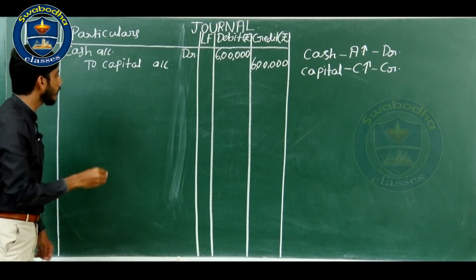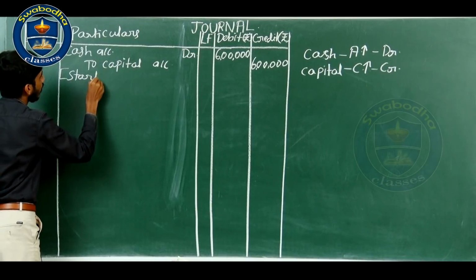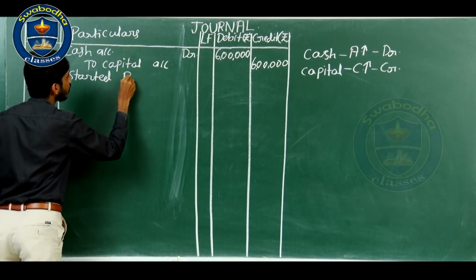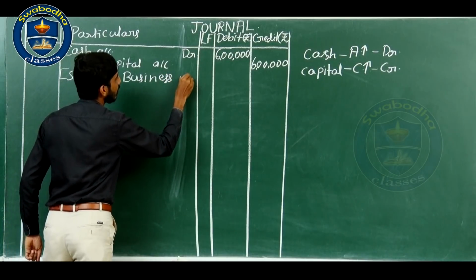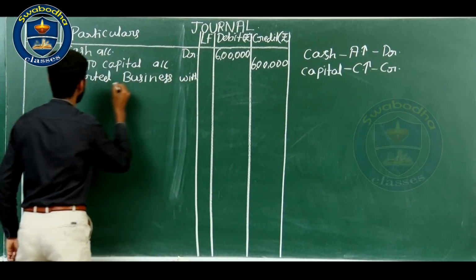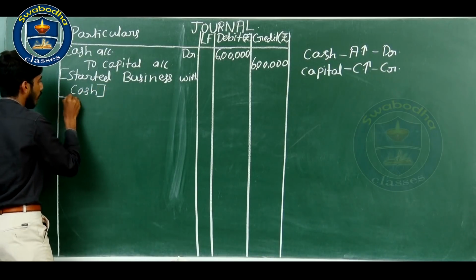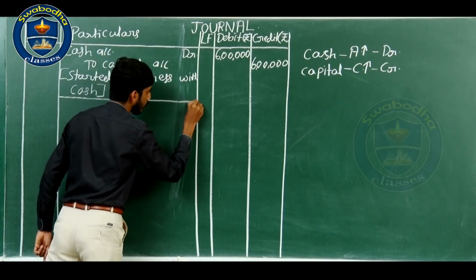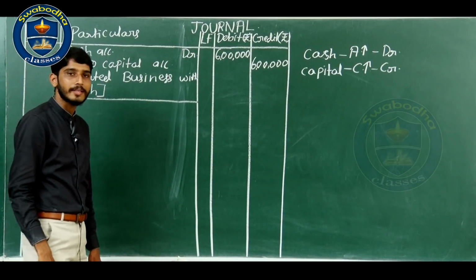Next, you have to write the narration. Started business with cash. And draw a line only in the particulars column which indicates the transaction as ended.